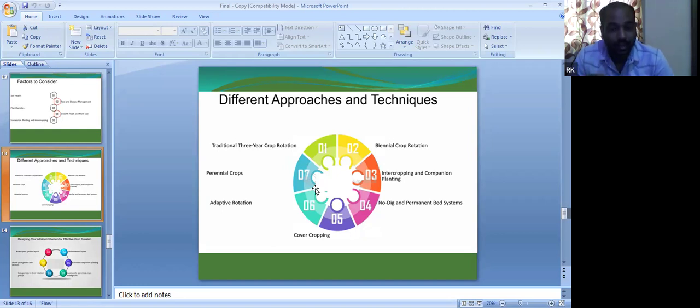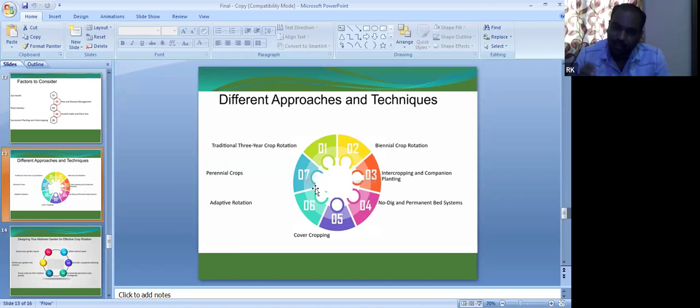Adaptive rotations, cover cropping, intercropping and combination. What is intercropping? When we talk about intercropping, we go for tree planting. Suppose I plant trees at 5 meter by 5 meter, that means 15 feet by 15 feet. I plant Melia dubia, Malabar neem or any timber tree. In the space between the two trees, we cultivate the intercrop. That is the intercrop planting system.